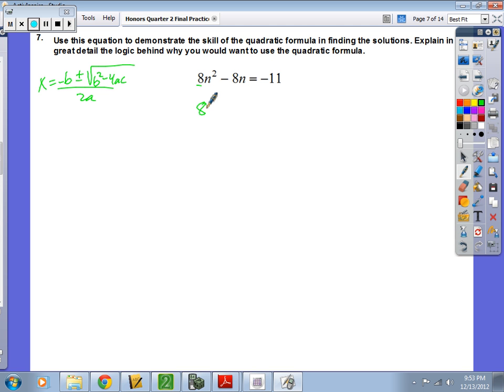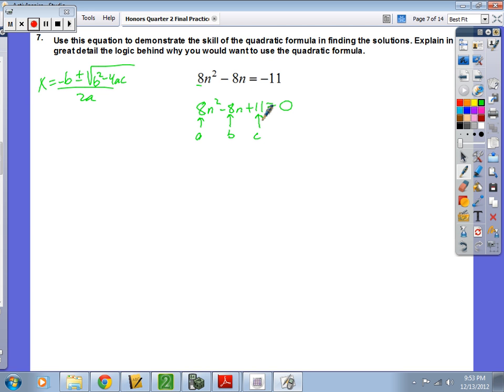I'm going to go 8n squared minus 8n plus 11 equals 0. I'm going to get everything on the same side. Okay, this is my a right here. This is my b. And this is my c. So, since that's too intimidating to factor or complete the square, I'm going to use the quadratic formula.